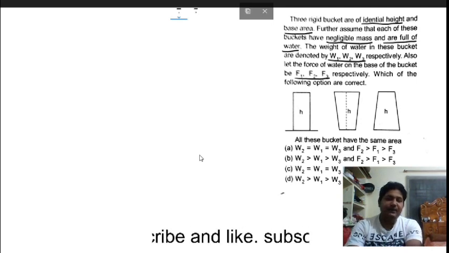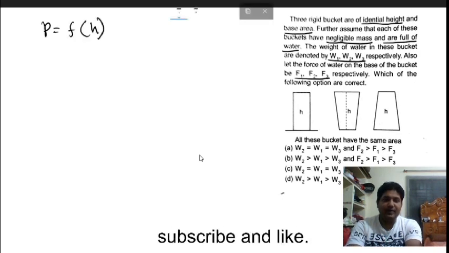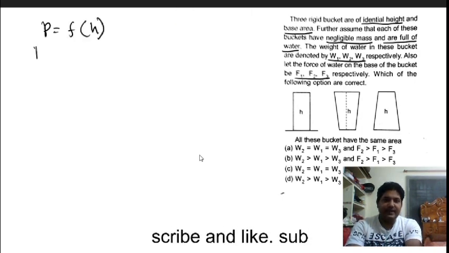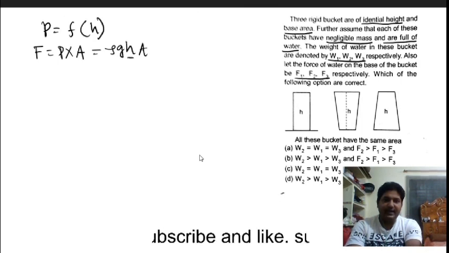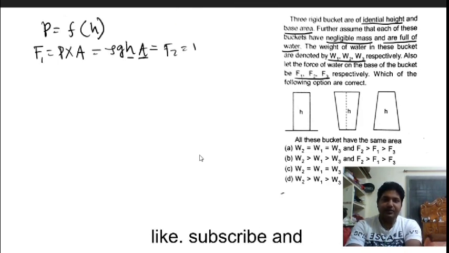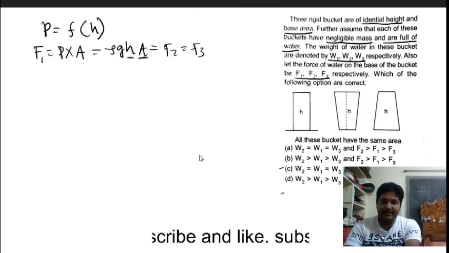So we have to find out the relationship. First of all, as we know, the pressure is a function of height only. At the base, the force will be equal to pressure into area, which is rho g h into A. Height is not changing, area is not changing, so the force in all the buckets will be the same. So the probable answers are C and D.